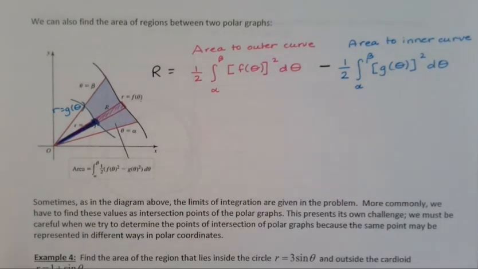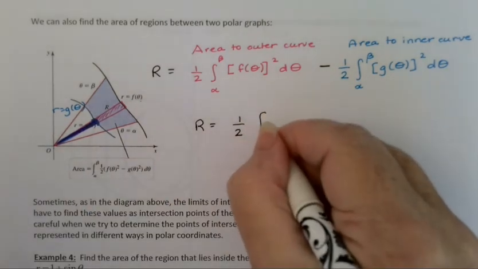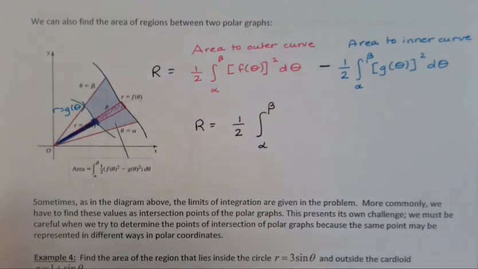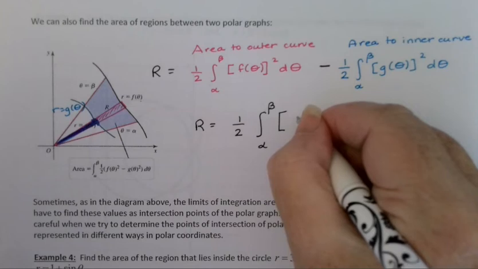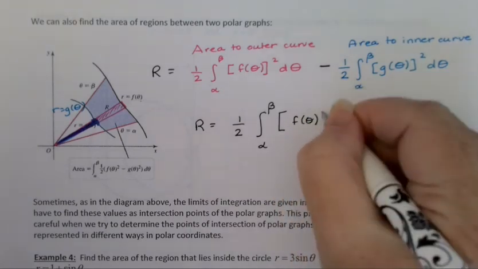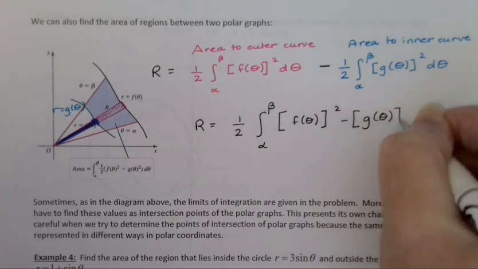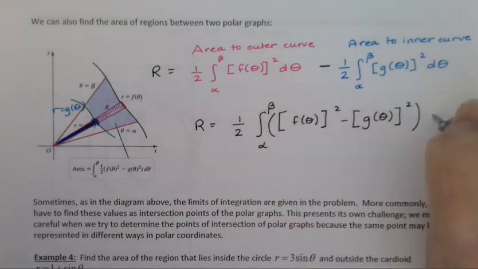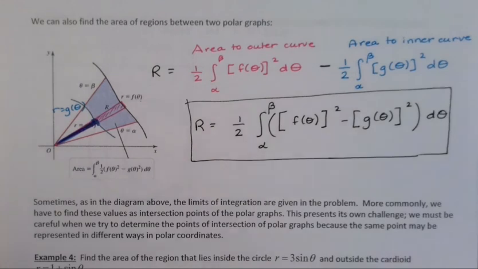I can do a little combining here and say the area of my region, there's a 1/2 in both of these. Both of them are integrals from alpha to beta. And then I would just have the f squared minus the g squared. So that ultimately is going to be my formula that I'm going to use to calculate the area between two polar curves.